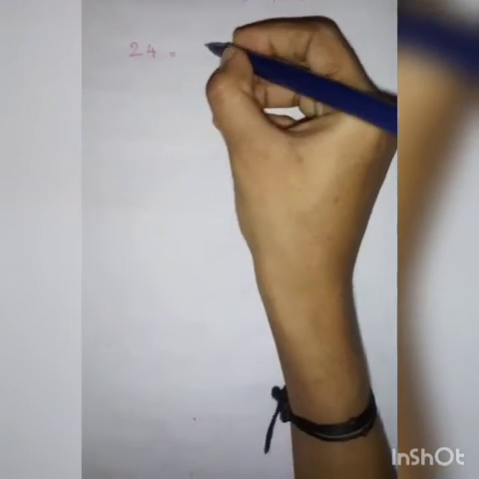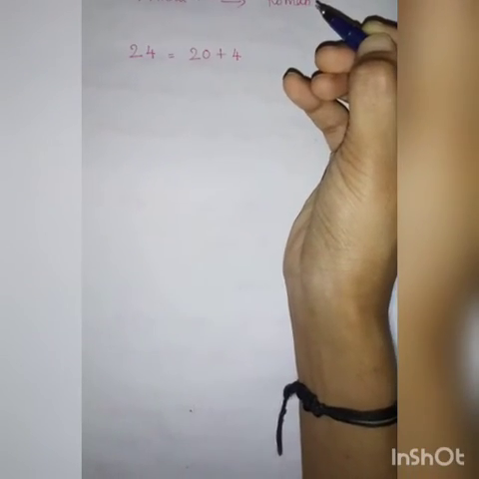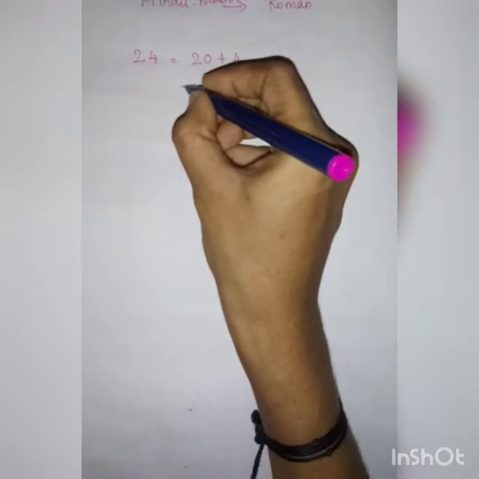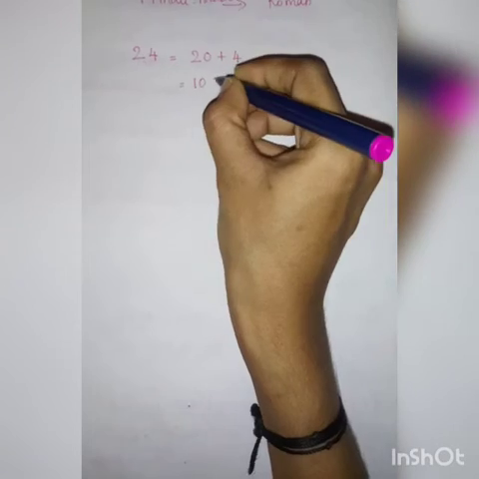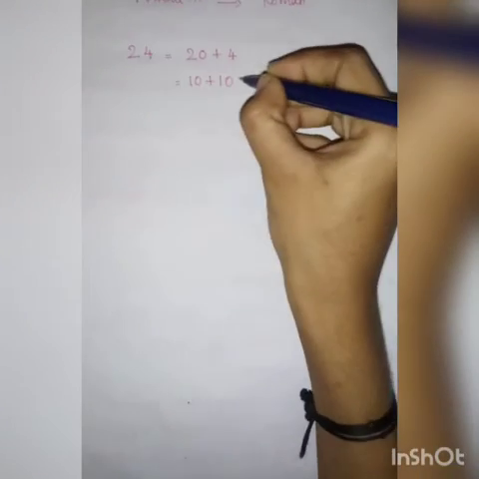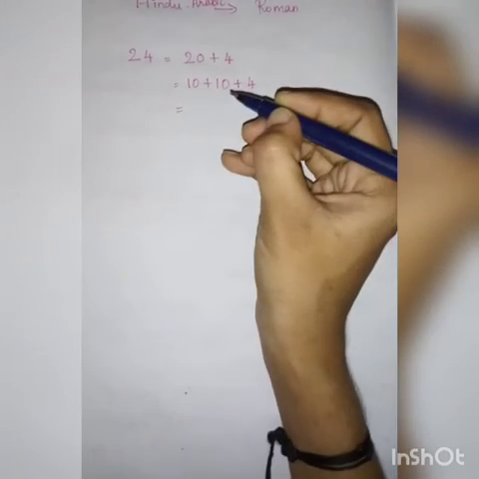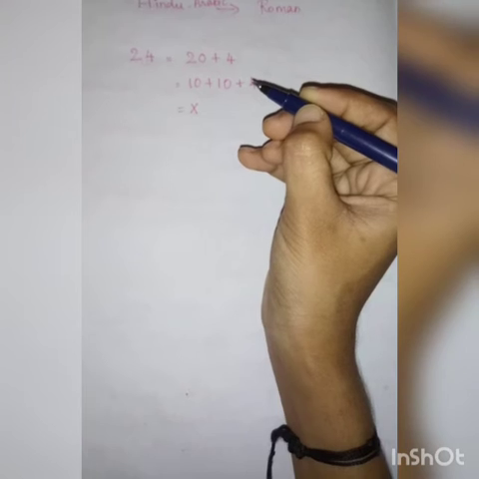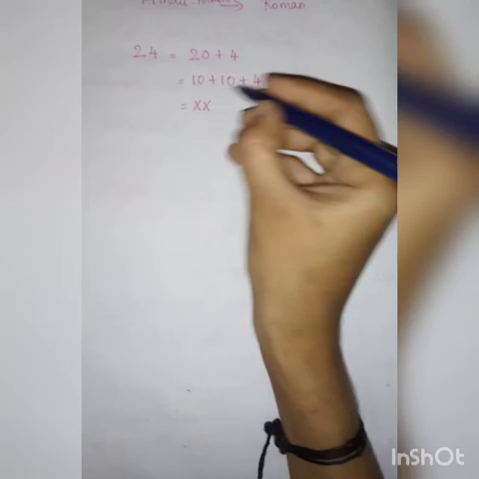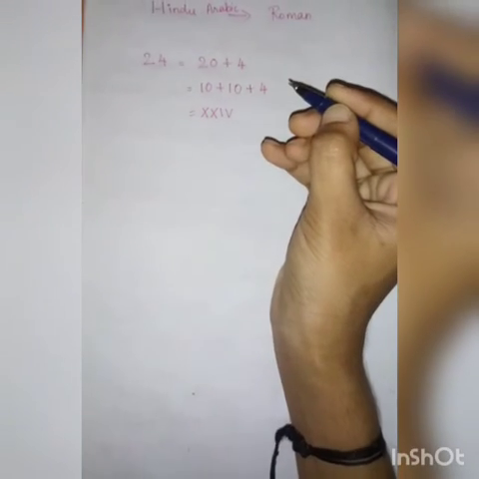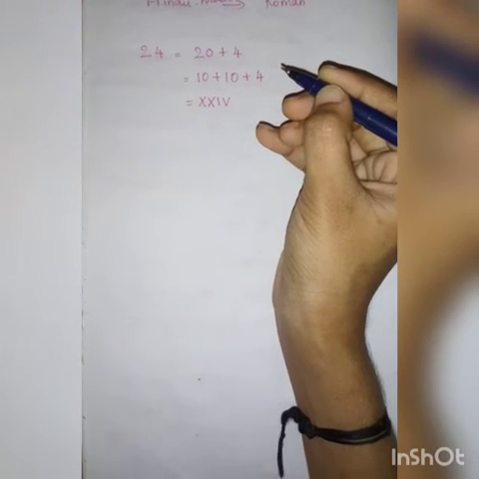24 you will split as 20 plus 4, right? It's the same as doing an expansion. Next, 20 you can split again like 10 plus 10, plus 4. What is the Roman numeral for 10? X. For another 10? X. For 4? IV. Therefore, XXIV is the Roman numeral for the Hindu-Arabic numeral 24.